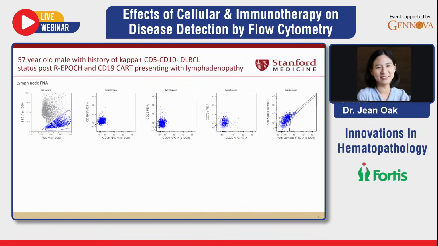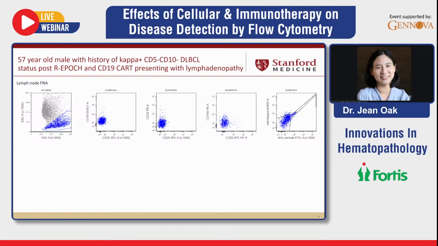But now in most patients, as I mentioned, only the target antigen is downregulated at the time of relapse. But that's not always the case, unfortunately. Here is an FNA from a patient with a history of kappa-restricted, CD10 negative DLBCL who received CD19 CAR T, and before that R-EPOCH.